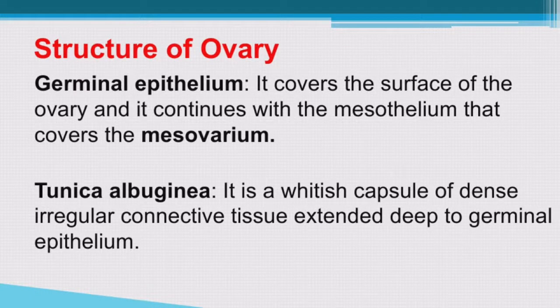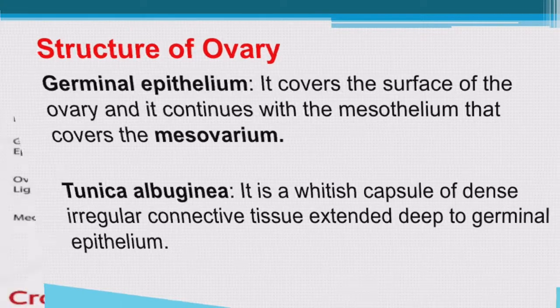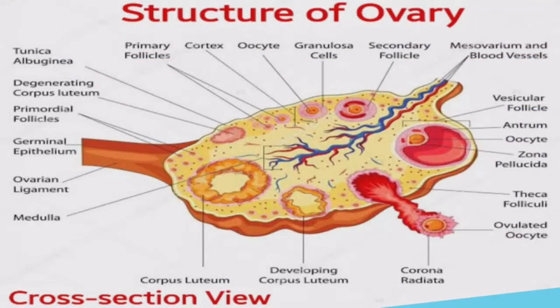Structure of ovary. Germinal epithelium. It covers the surface of the ovary and it continues with the mesothelium that covers the mesovarium. Tunica albuginea. It is a whitish capsule of dense irregular connective tissue extended deep to germinal epithelium. Here I show you the cross-sectional view of structure of ovary.